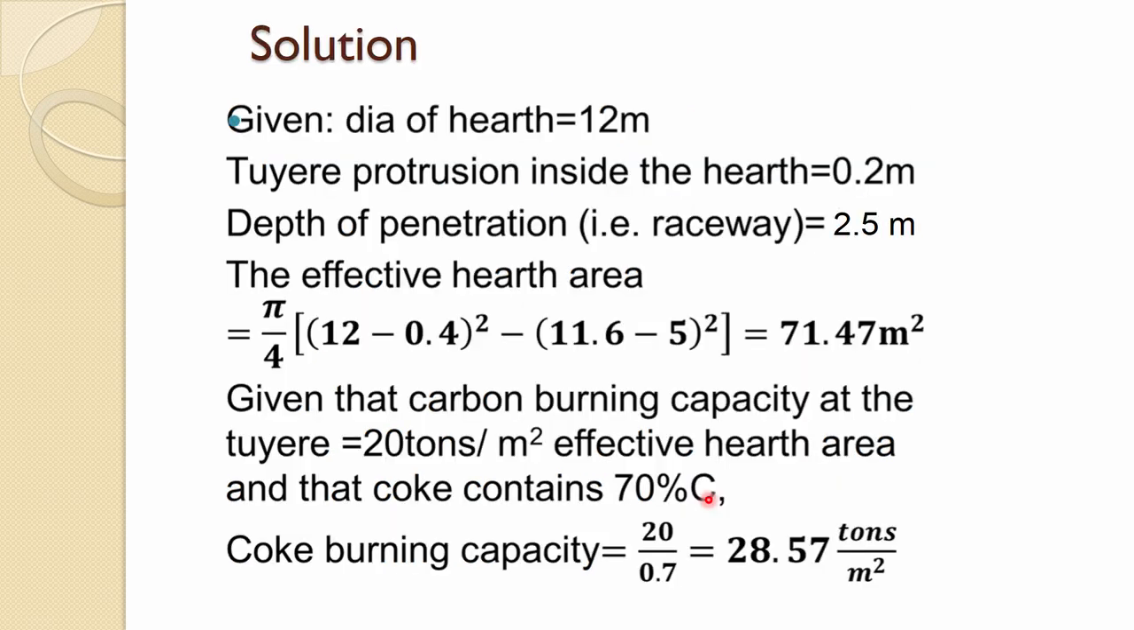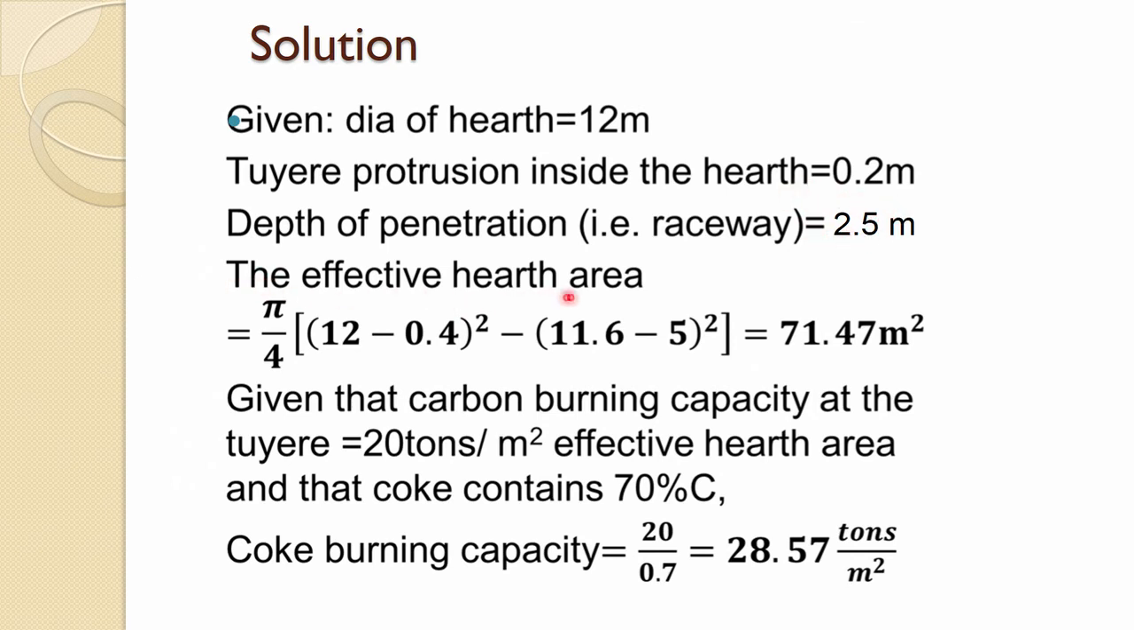So, what we have to do, we know the diameter of the hearth is 12 meter, and the TUR protrusion inside the hearth is 0.2 meter. So, that is not acting as the active area, so we have to remove that. Depth of penetration of the raceway is about 2.5 meter as we mentioned. So, that is quite active area, what we say.